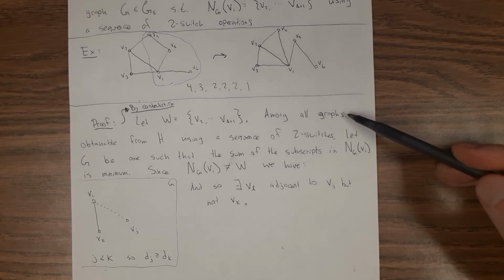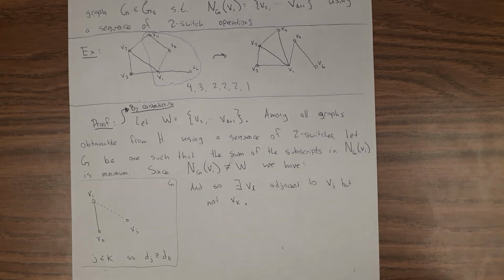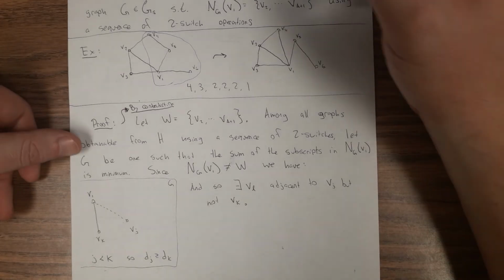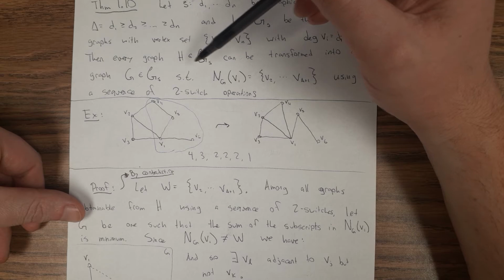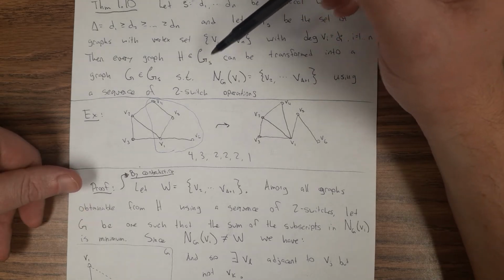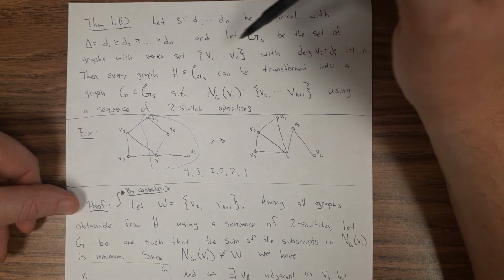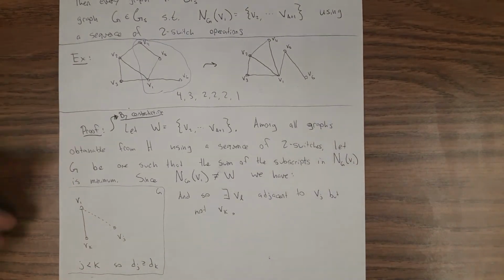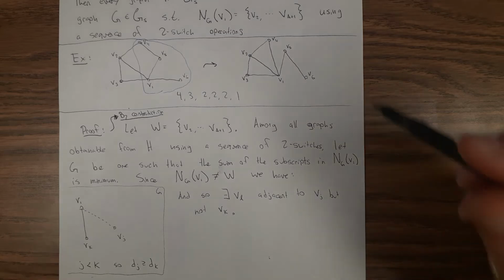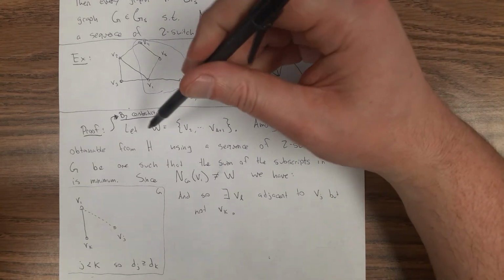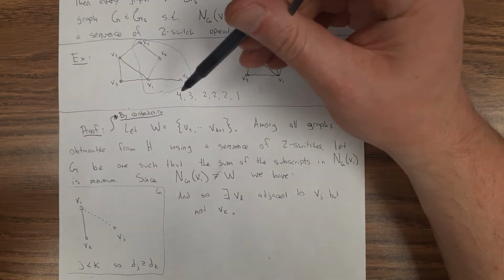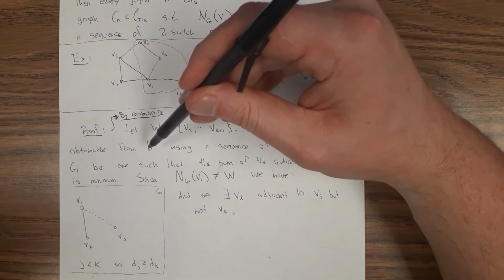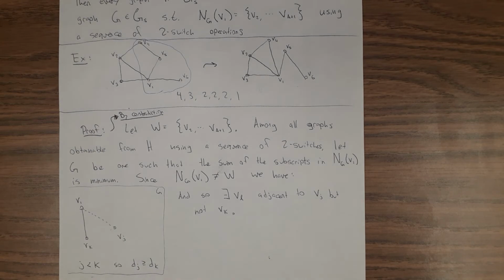Among all graphs, okay, let me start over. Imagine starting with H, and once again, going back to the theorem, we're assuming that H is just a graph with degree sequence S. G sub S is the family of graphs with this vertex set and degree sequence S. And I want to show that I can start with H and end up with a special graph G with a sequence of 2-switches. So I'm going to imagine every possible graph that I can obtain by starting with H and then applying any sequence of 2-switches.